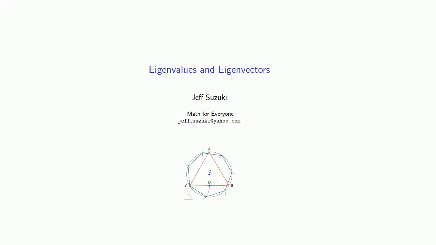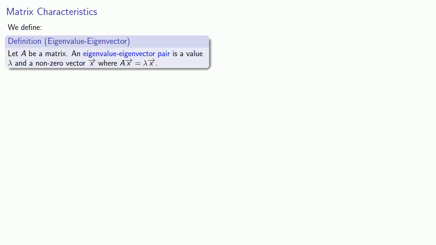One of the most important concepts of linear algebra is the concept of an eigenvalue and its associated eigenvector. And we'll define them this way. Suppose A is a matrix. An eigenvalue-eigenvector pair is a value lambda and a non-zero vector x, where the matrix A applied to the vector x gets us lambda times the vector x.